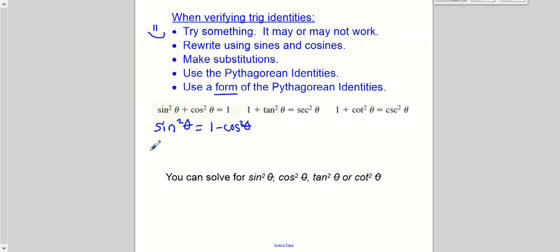So this is also true. We could solve for cosine squared, and that would be 1 minus sine squared. And we can do that for tangent. If we solve for tangent squared, we would get secant squared minus 1.